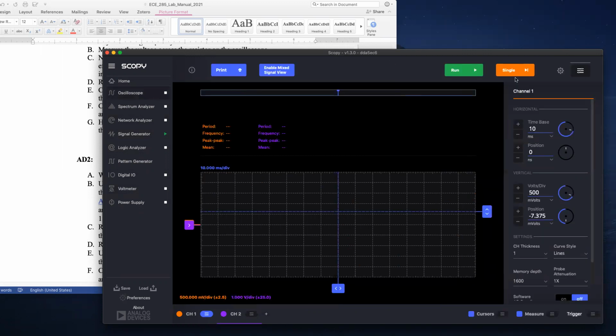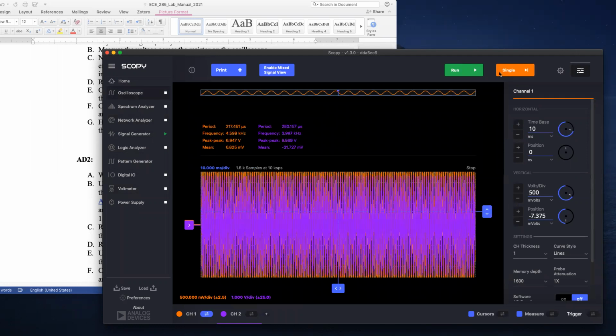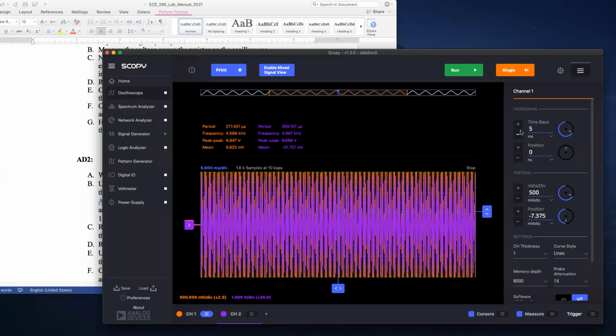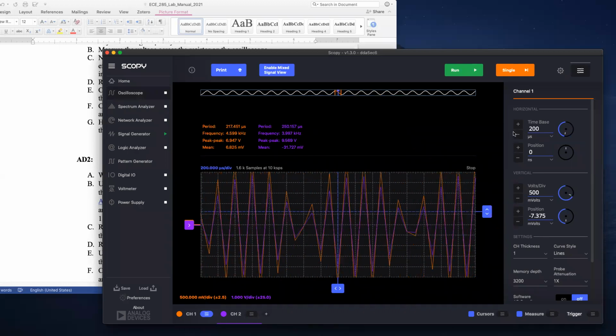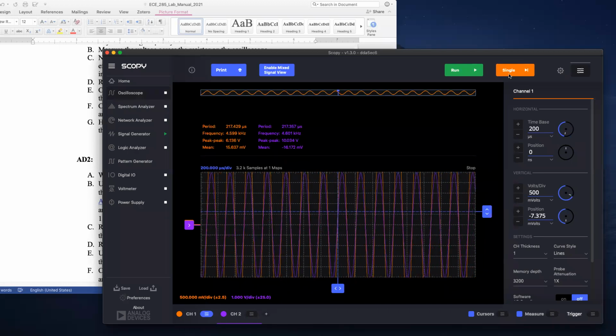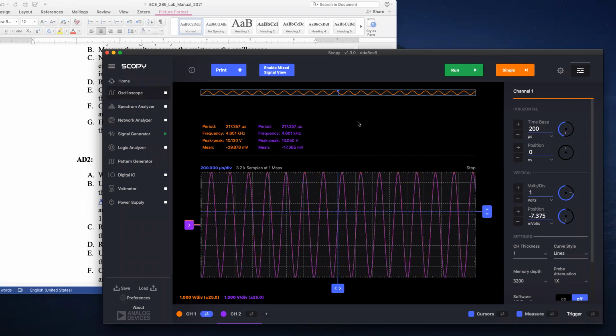And then now I'll just open up my oscilloscope, click single. Okay, need to shorten this time base by a good bit. Then go ahead and click run. And then tweak with these some more, so that way the whole graph is measured. Okay.